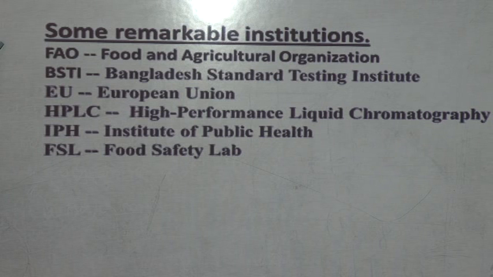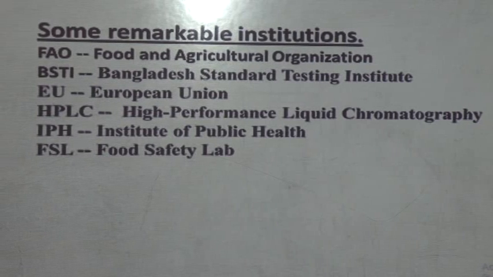Some remarkable institutions. In order to control food adulteration and to ensure fresh food items, there are different institutions in our country and all over the world. Let us see what these institutions are. FAO, Food and Agriculture Organization. BSTI, Bangladesh Standards and Testing Institution. EU, European Union. HPLC, High Performance Liquid Chromatography. IPAS, Institute of Public Health.